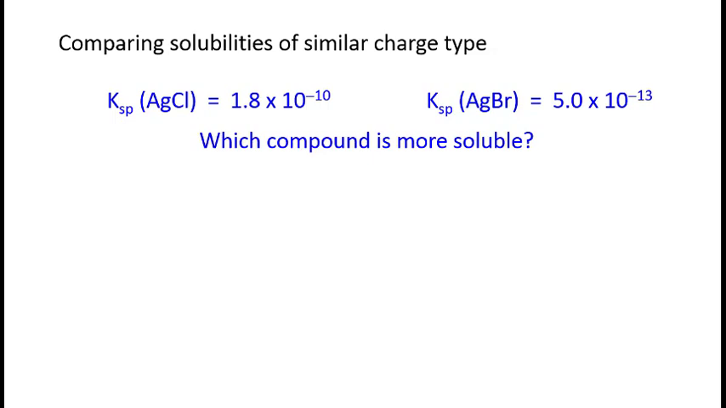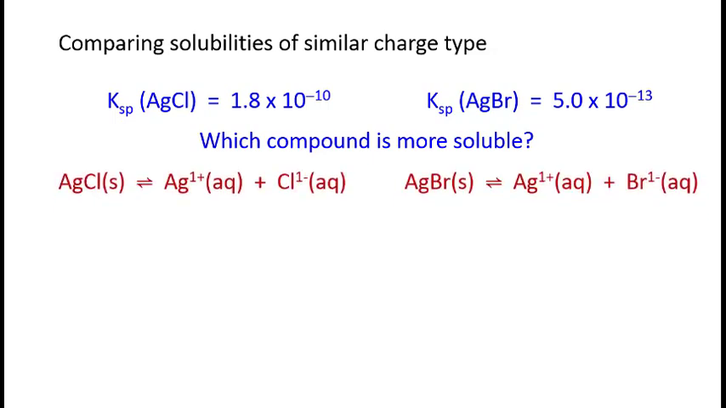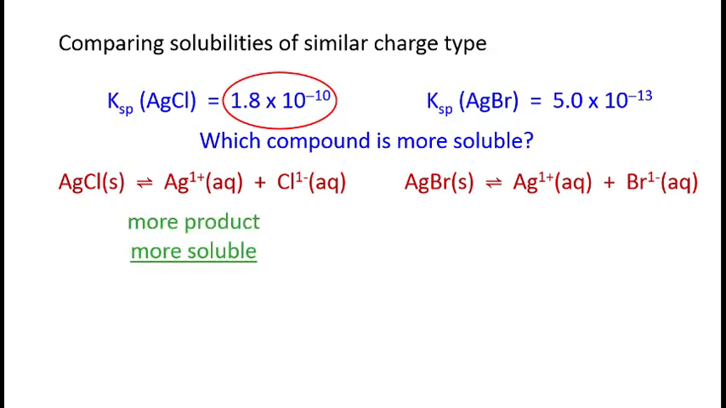Remember that the equilibrium constants are for the solids dissolving. The larger equilibrium constant belongs to silver chloride. 10 to the minus 10th is larger than 10 to the minus 13th. A larger equilibrium constant means more products, which in this case means more ions and a more soluble compound. As a caution, this only works if the charge types are similar, as in this case where they are both 1+, 1- ion combinations.